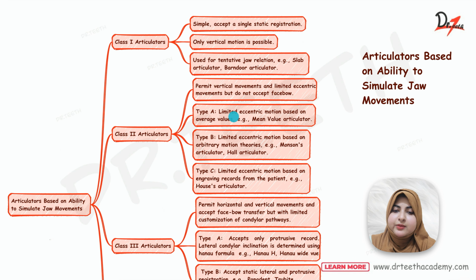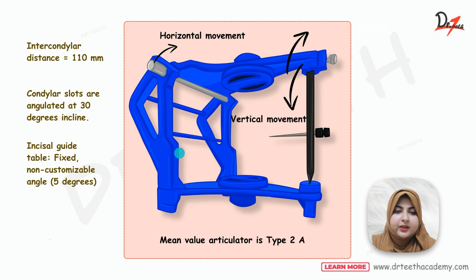So it allows limited eccentric motion based on average values. What do you mean by this? So let's see the picture right here. You can see that the intercondylar distance, that is the distance from one condyle to the other, is always fixed. It is 110 millimeter. Remember these values. The condylar slots are angulated at 30 degrees incline. And this is the incisal guide table. It is fixed, it is non-customizable and the angle is 5 degrees.